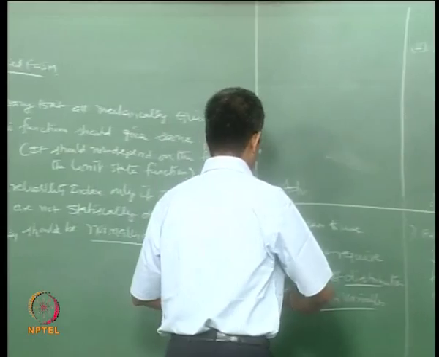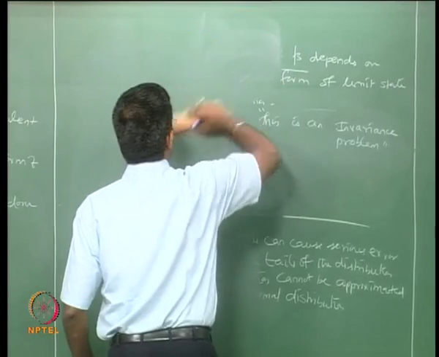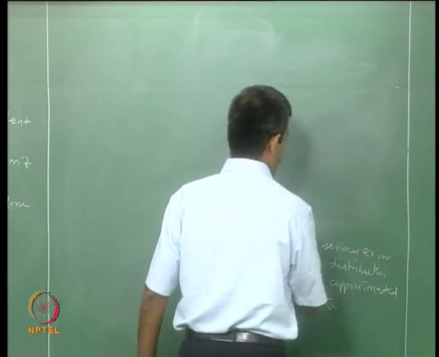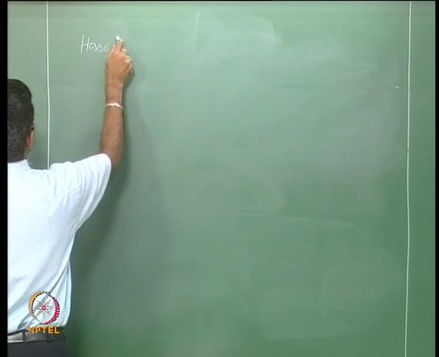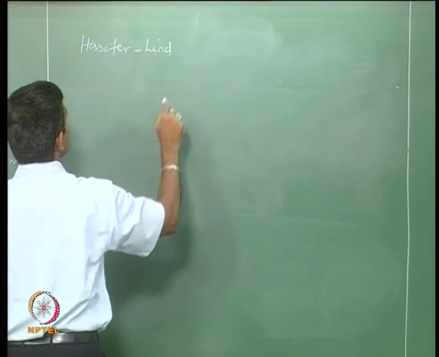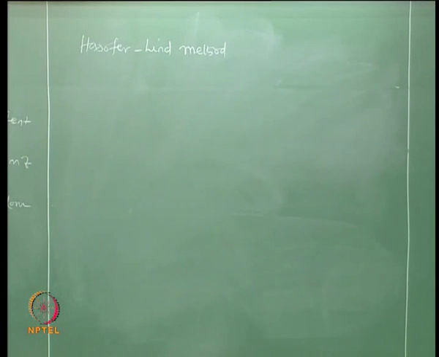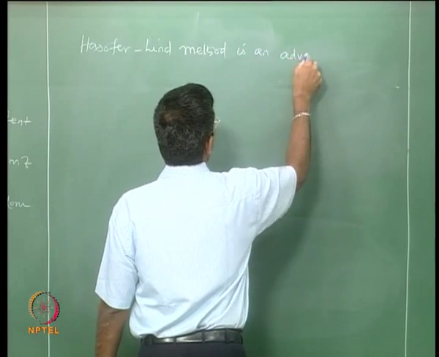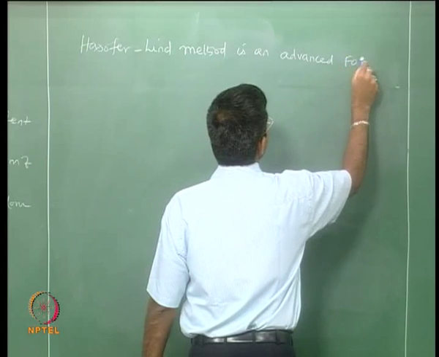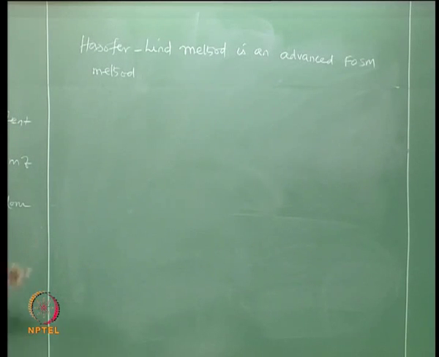Hasofer-Lind has given a method or an algorithm based on which the reliability index can be computed. The Hasofer-Lind method is an advanced FOSM method which we will discuss. There are some limitations to this method also, we will also discuss them.